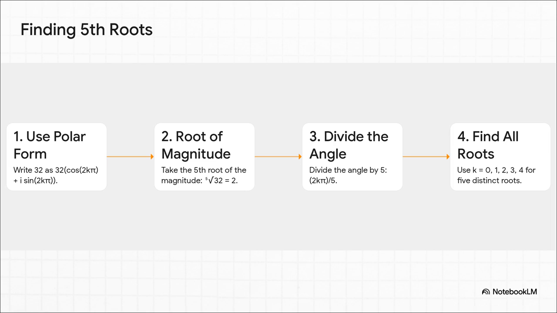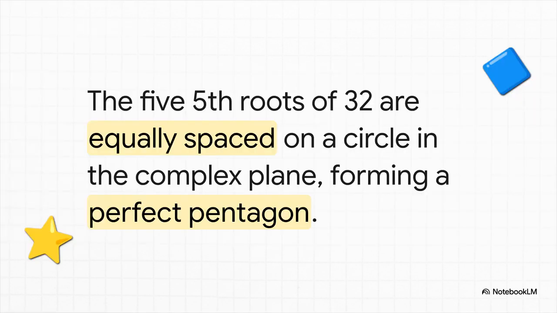So we take the fifth root of the length. The fifth root of 32 is 2. Then we just divide all those possible angles by 5. And because we used multiple angles to start with, we don't just find one root, we find all 5 of them, just like that. And here's the absolute best part. When you plot those 5 answers on the map, they're not just scattered around randomly. No way. They form a perfect, beautiful, symmetrical pentagon. What started as a gnarly algebra problem has literally blossomed into a geometric shape.